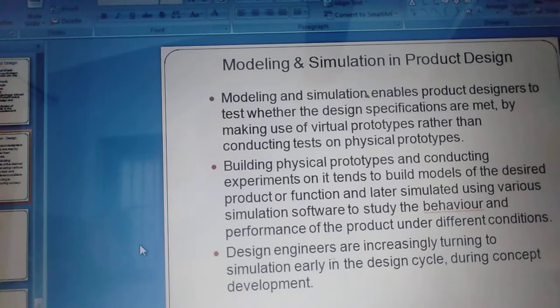Building physical prototypes and conducting experiments on them tends to be costlier and also time consuming. Use of a computer in this regard helps to build models of the desired product or function, which are later simulated using various simulation software to study the behavior and performance of the product function under different conditions. Often later in the cycle, physical prototype testing, if need be, may be used to confirm simulation results so that product designs can be moved on to manufacturing.